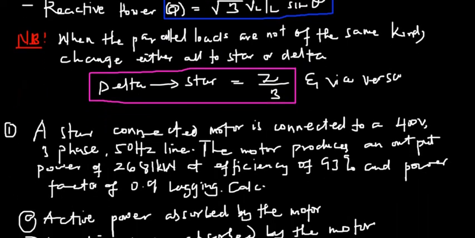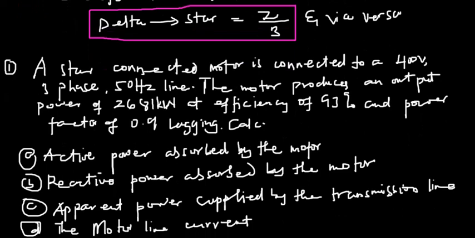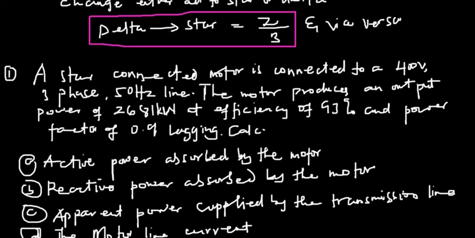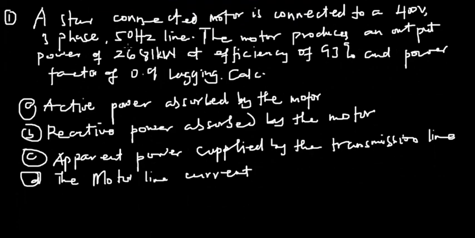Let's solve a question and then we proceed to three-phase four-wire systems. A star connected motor is connected to a 400 volt, three-phase, 50 Hz line. From here you could notice that we have only star, so we don't have a mixture.